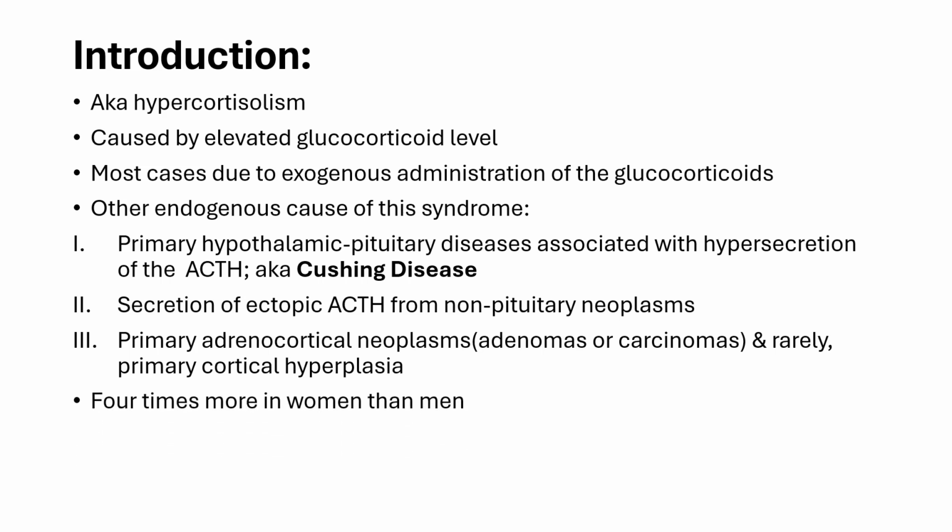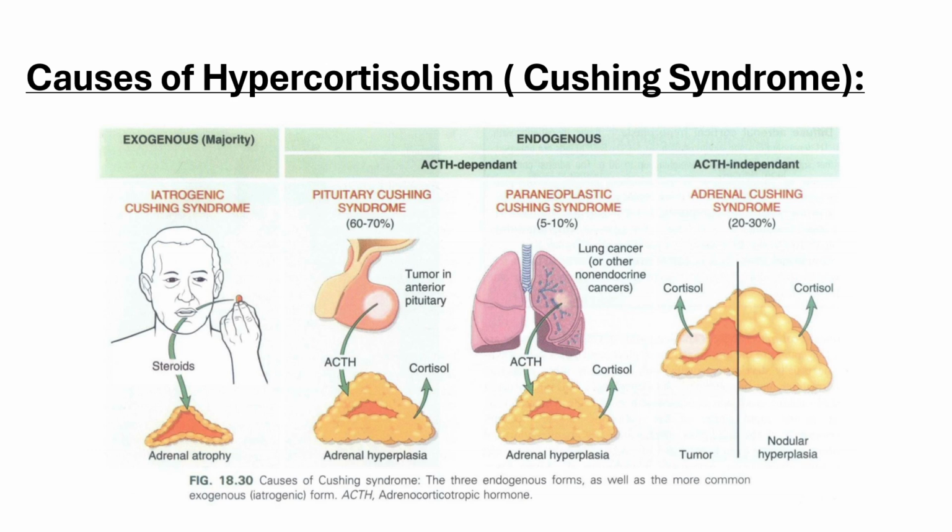And Cushing syndrome occurs 4 times more in women than men, and most frequently in the 20 to 40 years of age. This is the age of peak incidence of this hypercortisolism or Cushing syndrome.